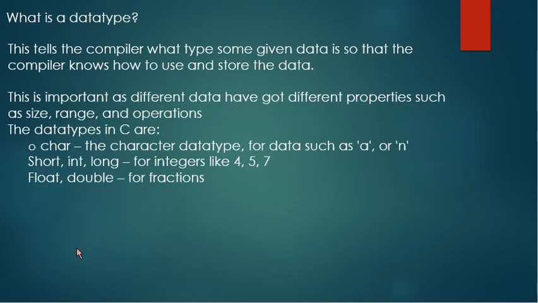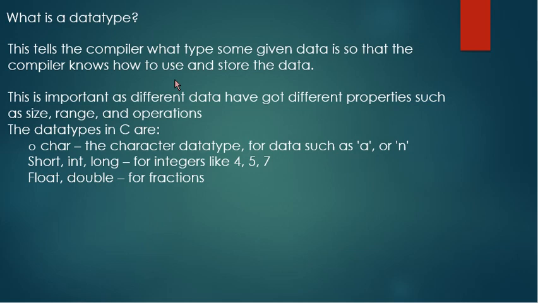Now, what is a data type? Well, this tells the compiler what type some given data is, so that the compiler knows how to use as well as store the data. Now, why is this important? Well, this is important as different data have got different properties such as size, the range, and operations.